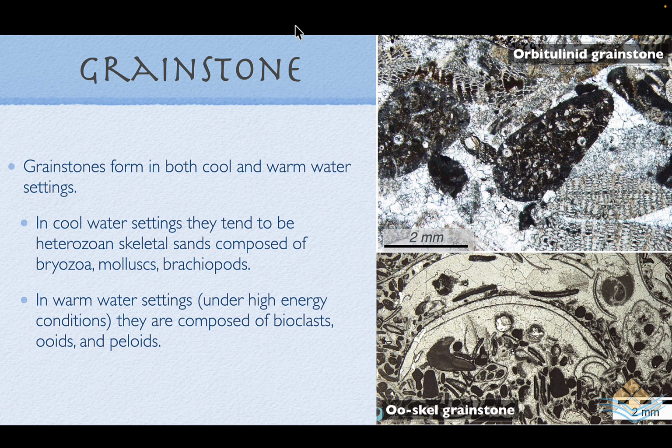Grainstones can form in both cool and warm water settings. In cool water temperate settings, and we'll discuss this in detail in the next module, in cool water carbonate settings, we tend to see heterozoan skeletal sands composed of things like bryozoans, mollusks, and brachiopods. Whereas in tropical warm water settings, quite often the bioclasts are composed of skeletal material or ooids or peloids.